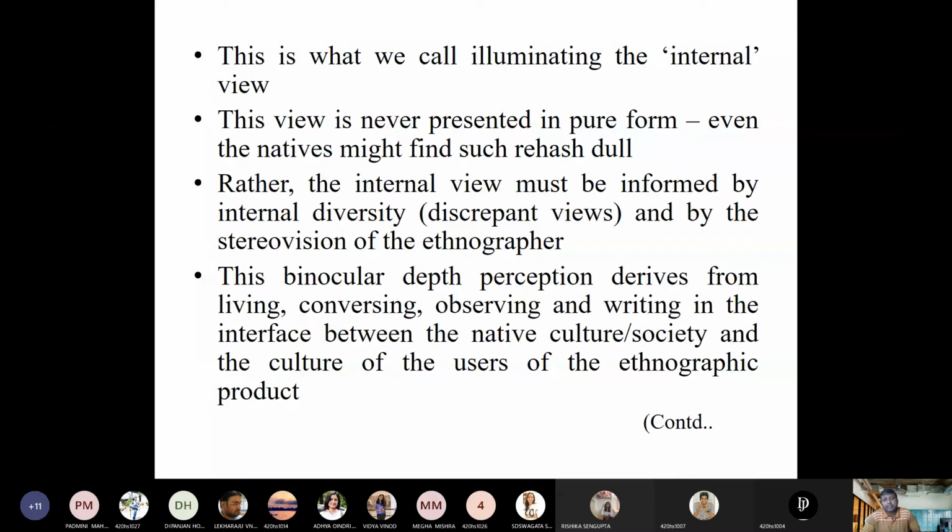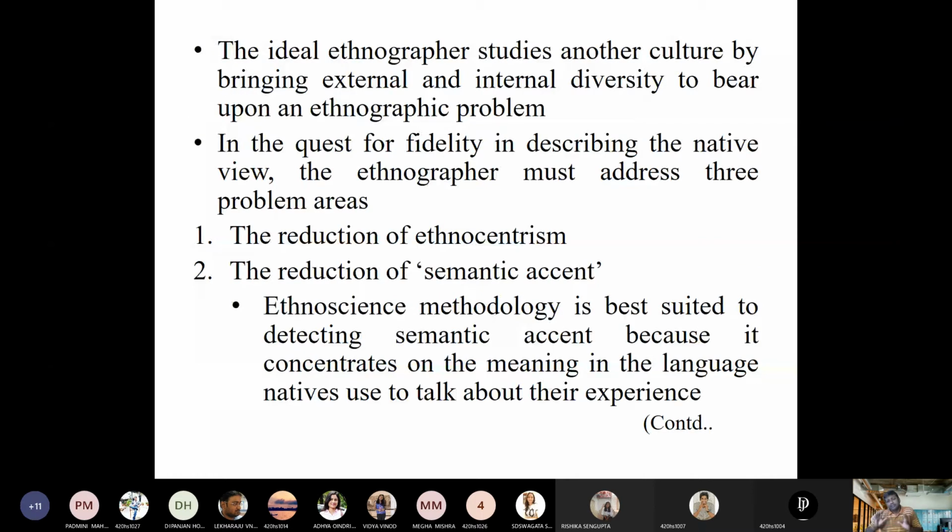Here you see, the ideal ethnographer studies another culture by bringing the external and internal diversity to bear upon an ethnographic problem. Generally, a person who does ethnographic research mostly loves to do it in other communities. So what will happen? They will study the other society by bringing both the external view, meaning I as an external person, and interacting with the people as internal community members, with a lot of diversity in their opinions, and we have different kinds of descriptions of that.